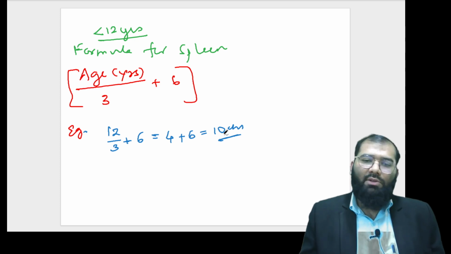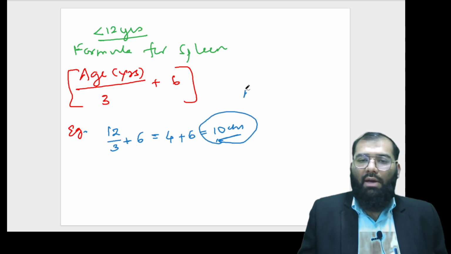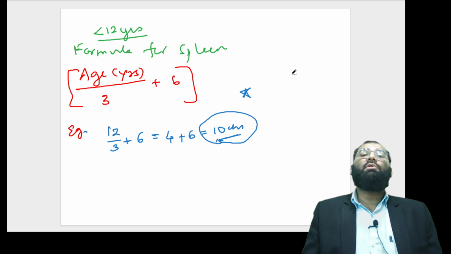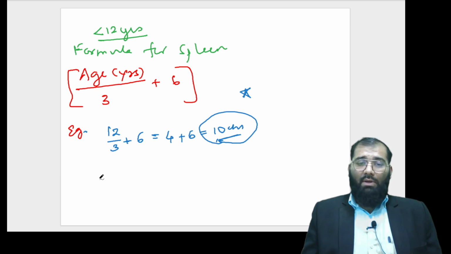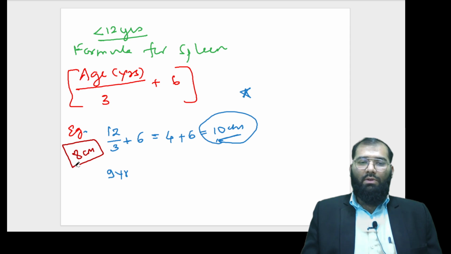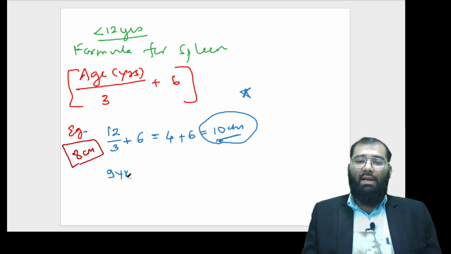So in pediatric age group the maximum cutoff you have is 10 centimeters. Above 10 centimeters you call it splenomegaly. Remember, this formula cannot be used above 12 years of age. Now suppose there is a child who is 9 years of age. In this patient, suppose I want to tell whether a spleen measuring 8 centimeters is enlarged or not.